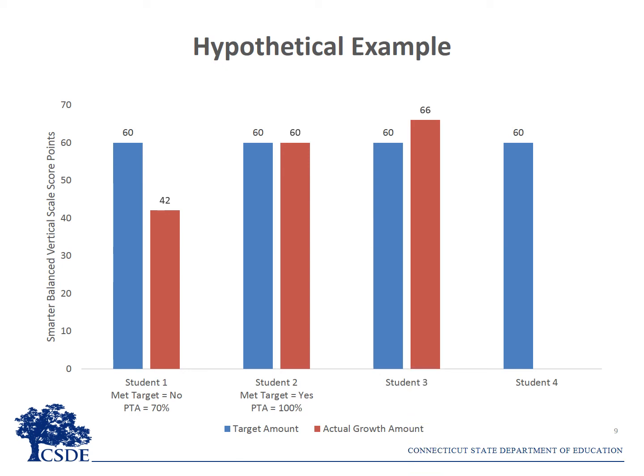Student 3 grew 66 points. This student met the target and actually achieved 110% of the target. Student 4 grew 36 points. This student did not meet the target, but achieved 60% of the target.